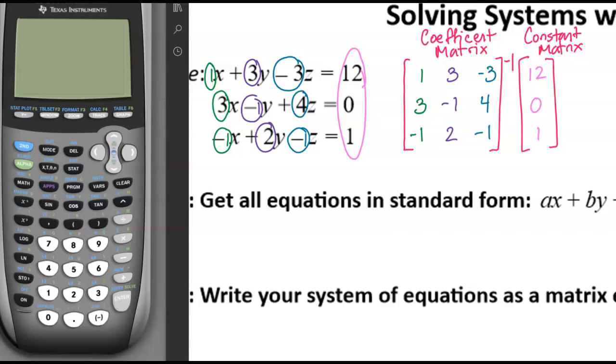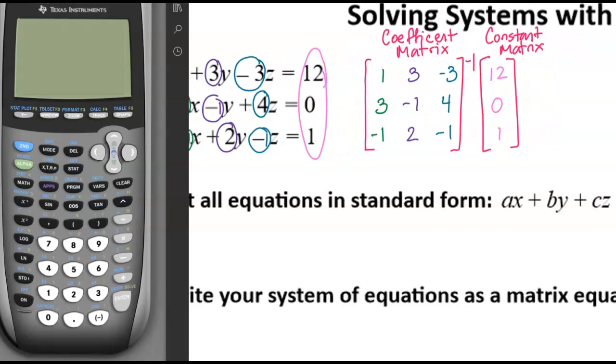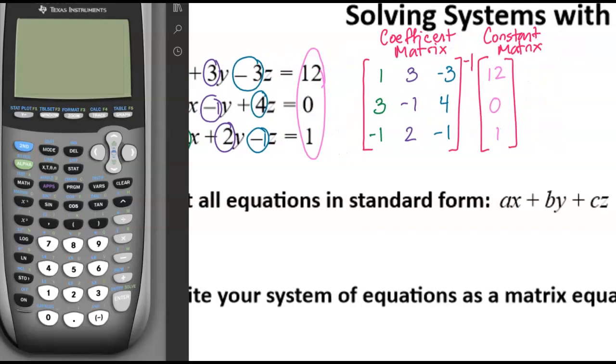Okay, I have everything set up. Everything is how it should be. Now, all I have to do is type all of this in my calculator. So now is when we pull out our calculators.